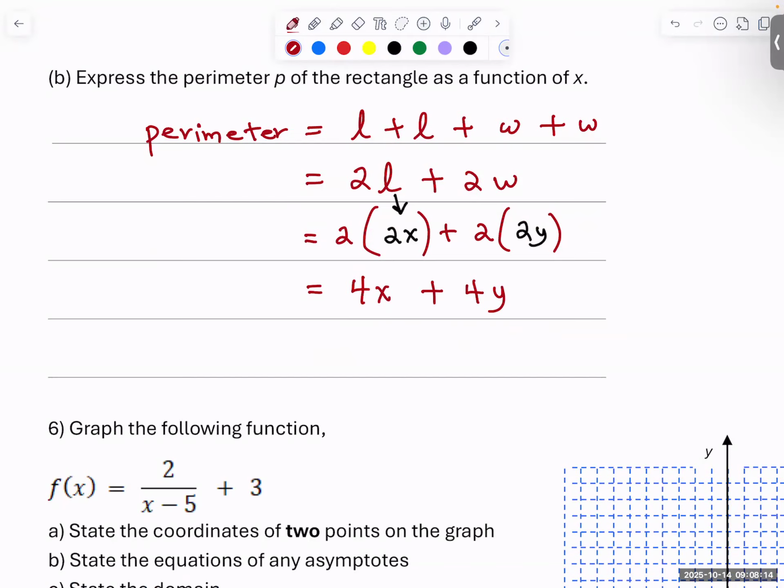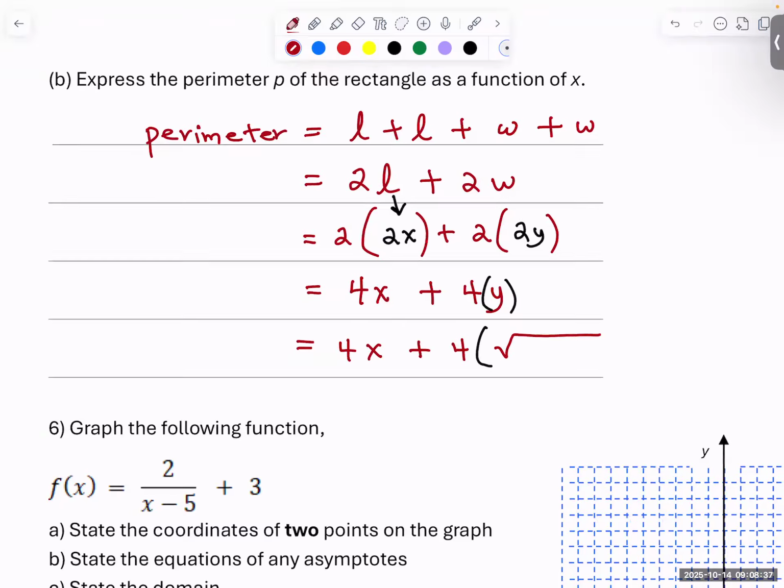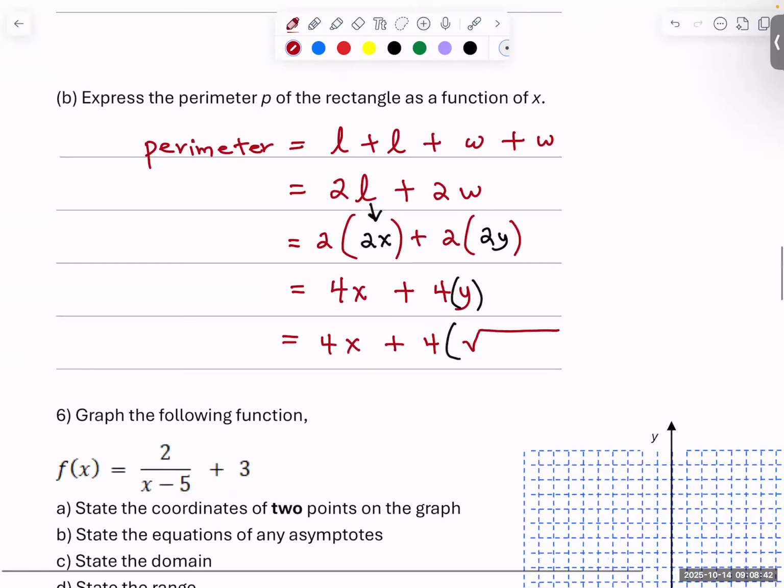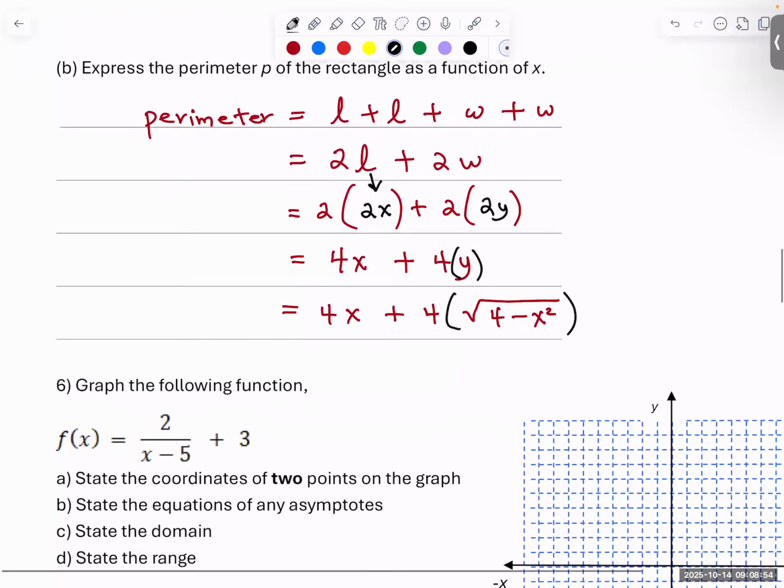only, so we have to substitute for y and eliminate y. So 4 times x plus 4 times, and y is the square root of 4 minus x squared from above. Square root of 4 minus x squared. Perfectly fine as an answer. You could factor out the 4, but not critical.